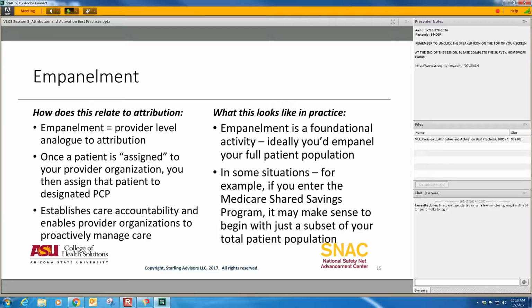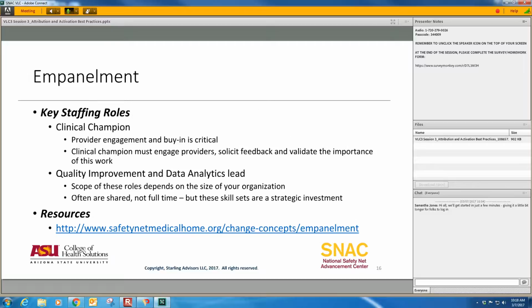But so there's room for both approaches. There's room for the best practice of working with your entire patient population, as well as working on a more pilot basis for certain situations. Some key staffing roles as you approach empanelment in your practice, you really need to have a clinical champion.